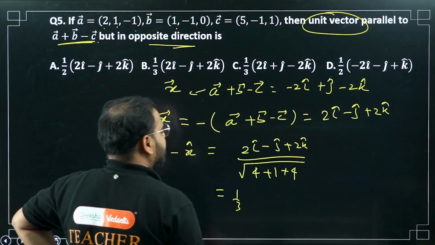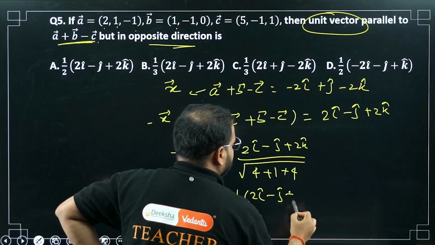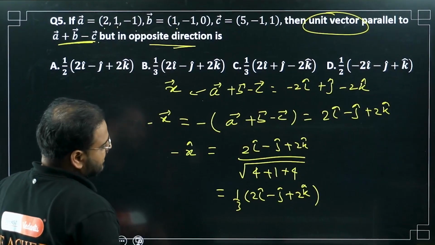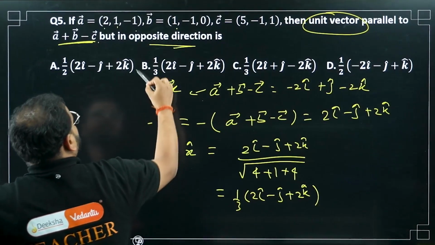Root of 9 is 3 outside: 2i cap minus j cap plus 2k cap, divided by 3. So 1 by 3 is here, not 1 by 2. Option number B.